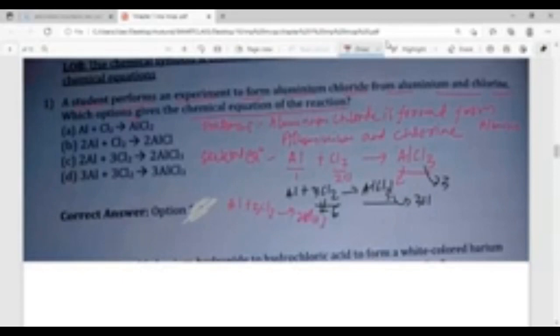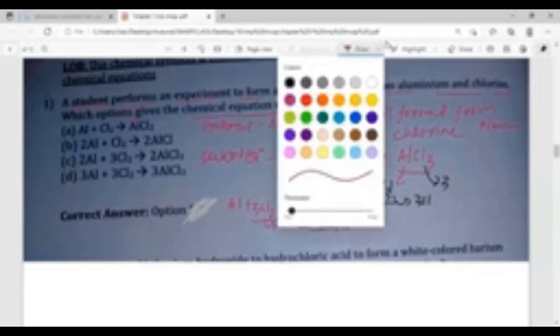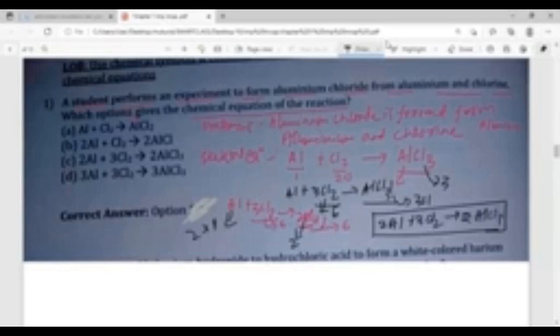Now I have 6 Cl here and 6 Cl here, but I have 2 Al here, and I have only 1 Al here. So I need to multiply this 1 Al with 2. So now finally I can write the balanced chemical equation: 2 Al plus 3 Cl2 gives 2 AlCl3. Now let us find out which one is the same as this balanced chemical equation.